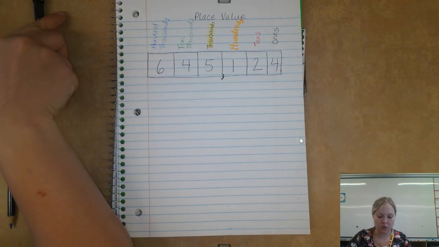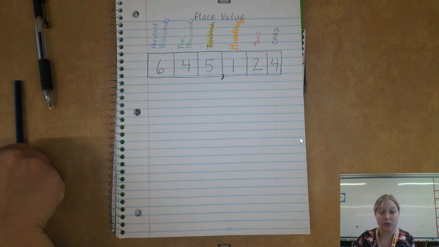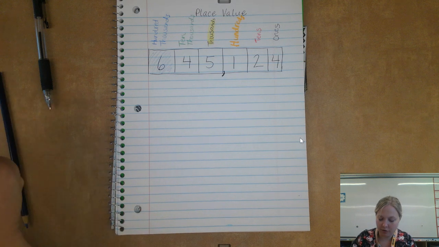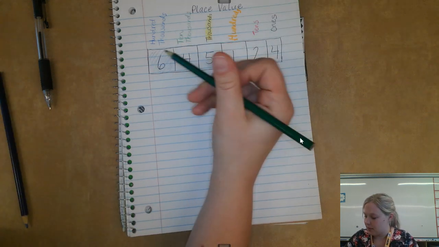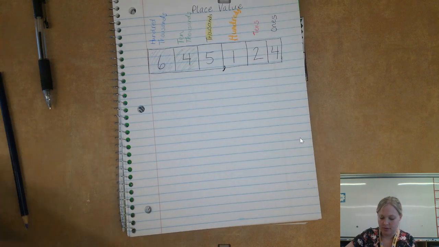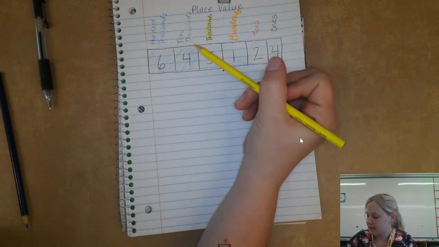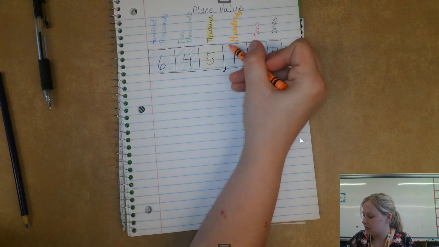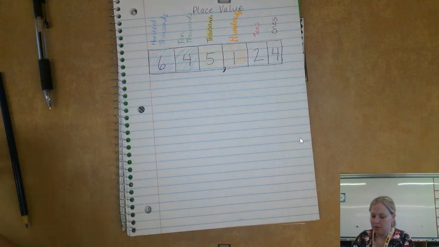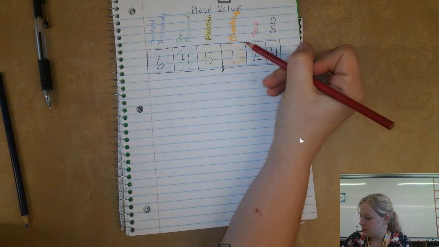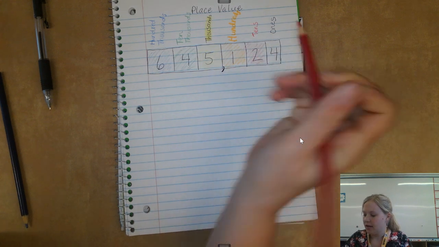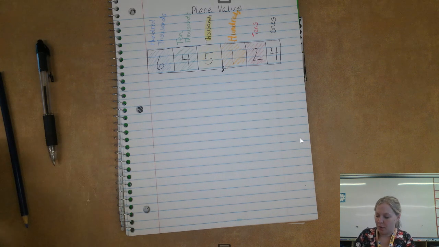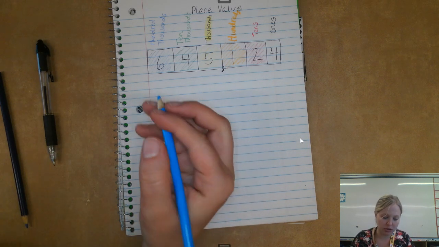I'm going to color code these just to help me remember which is which. So I'm just going to quickly shade over. There's my hundreds thousands place, 10,000s place, my thousands place, my hundreds place, my tens place, and my ones place I leave white. From there, we're going to talk about ways to show these numbers.